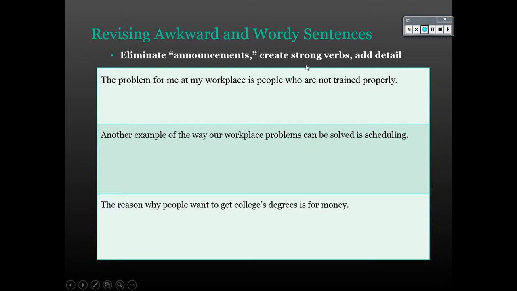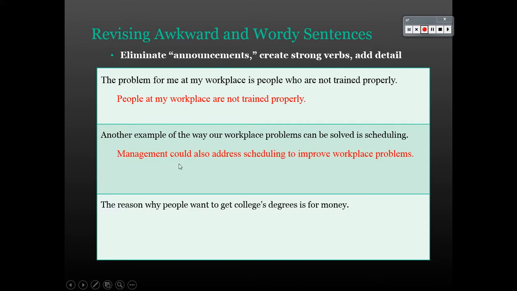Eliminate announcements, create strong verbs, and add detail. The problem for me at my workplace is people who are not trained properly. A way to say this would be, people at my workplace are not trained properly. You don't need to announce it's a problem, just identify the problem. Another example of the way our workplace problems can be solved is scheduling. Management could also address scheduling to improve workplace problems.